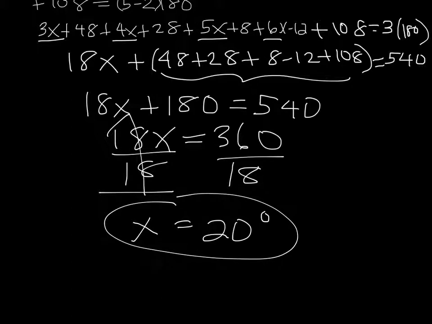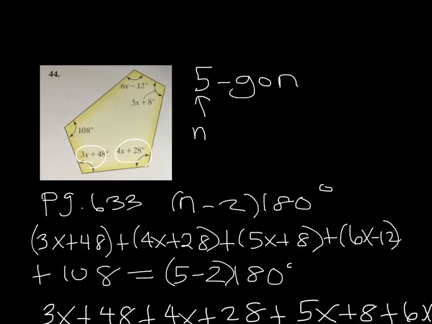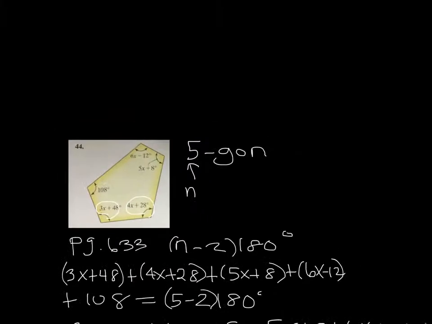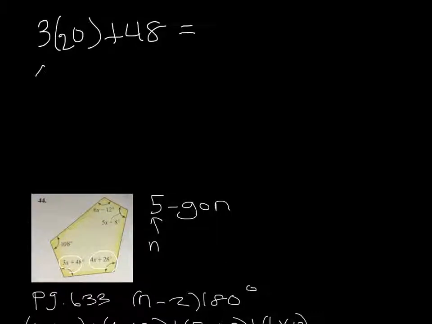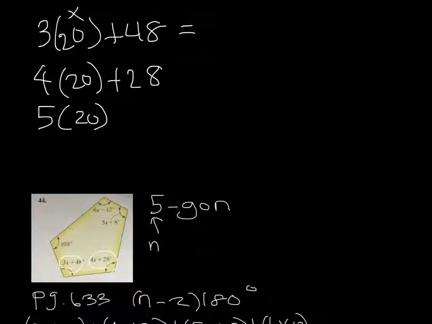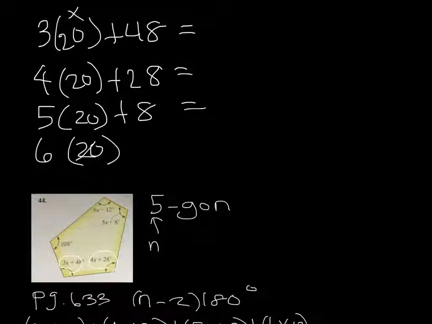But the problem is asking to find the measure of each angle that is represented in terms of x. So we know x is 20 degrees. So we go back up to our 5-gon. The first one we have is 108. Then 3x plus 48, where x is 20, so 3 times 20 plus 48. Then 4x plus 28, 5x plus 8, and 6x minus 12, with x being 20.